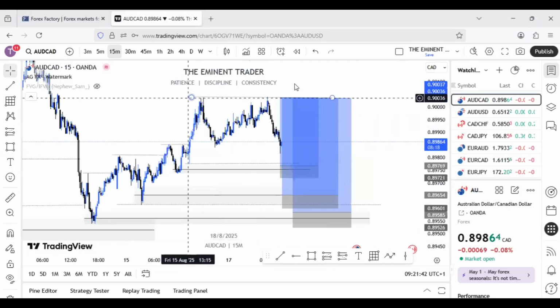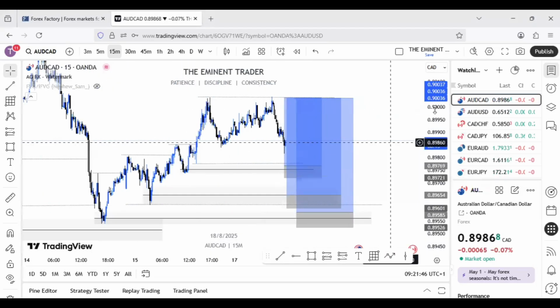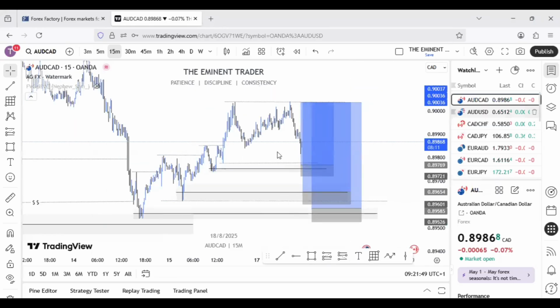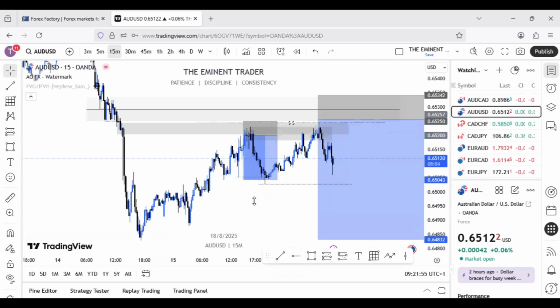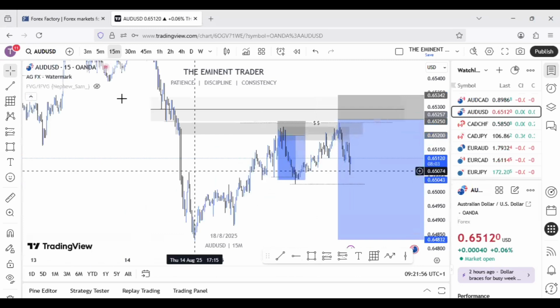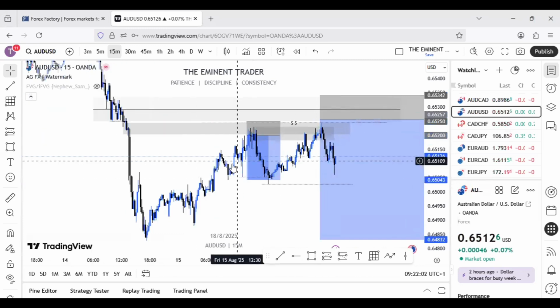So that's that for AUD CAD. I'll try not to waste our time too much. Then let's go to AUD USD. So this one, I was going through this already yesterday. So this has already done the sell for me.